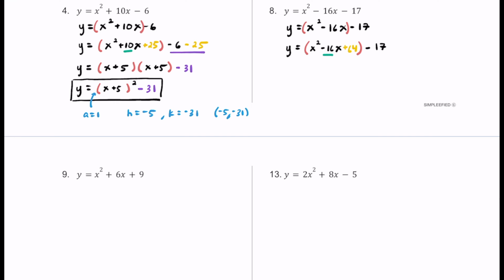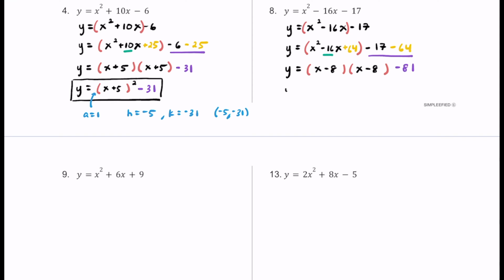So let's go ahead and write plus 64 and minus 64. Then we can go ahead and open up these binomials. We should have two identical ones, okay? And that should be the quantity of x minus 8 times the quantity of x minus 8. And then on the outside here, we have negative 17 minus 64. So I think that's going to be negative 81. Okay, so let's go ahead and write minus 81.